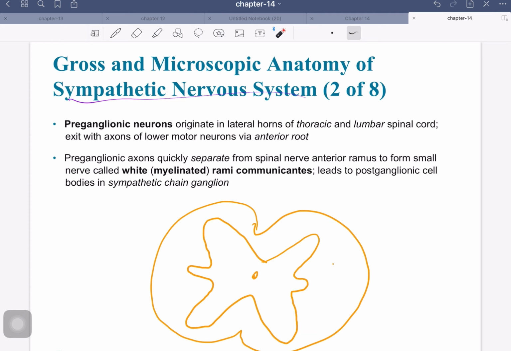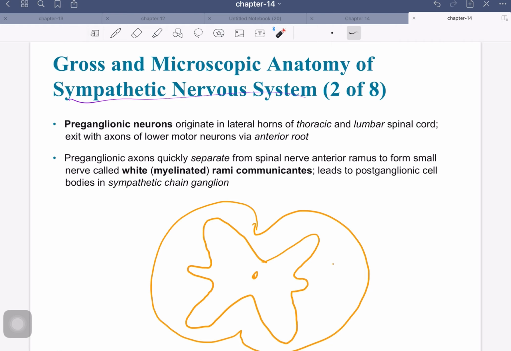So here I've drawn a cross-section of the spinal cord. And remember from previous chapters that we have the white matter, and then internally we have the gray matter, and that we have the horns. So let's say this is posterior. Those are the posterior horns, the anterior horns. But in the middle section of the spinal cord, we have an additional horn that sticks out of the gray matter, and those are the lateral horns.